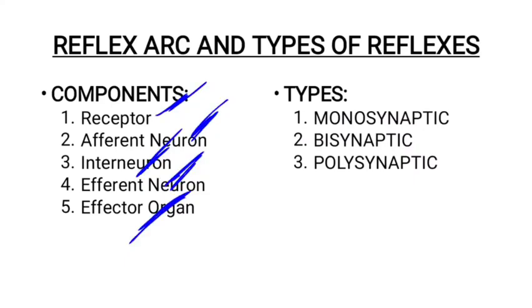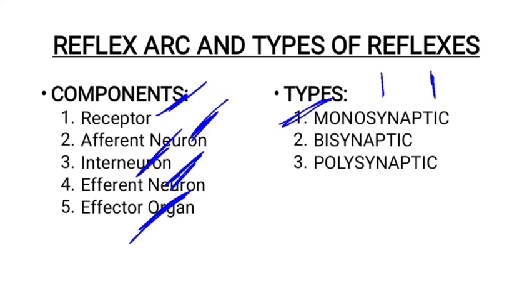So we have three major types of reflexes. Number one, we have your monosynaptic reflex. Monosynaptic would mean that this type of reflex has one afferent neuron and one efferent neuron. Examples of this pathway are your deep tendon reflexes.